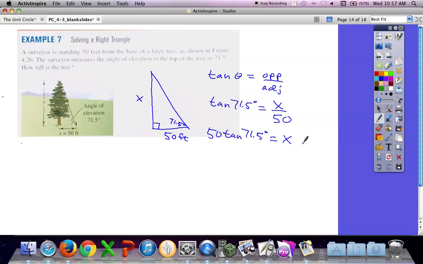Now be careful, if you would have taken that 50 and multiplied it on the other side, which is fine, just understand that the 71.5 is inside the tangent. You wouldn't multiply the 50 times 71.5. That would be a bad error, right? Just make sure that you do the 50 times the tan of 71.5 and you don't try to multiply those two. So that is 50 times tan of 71.5, which is 149.4342. And the units of that would be feet, because that was given in feet. We assume that that's feet.